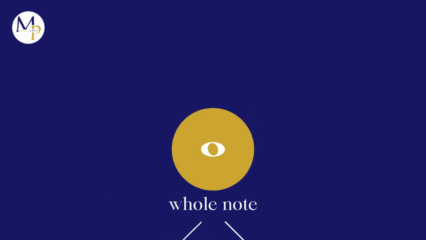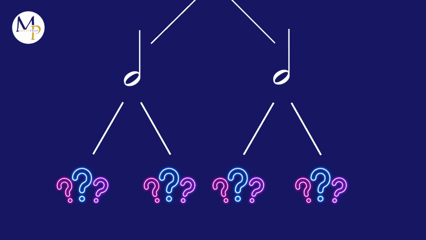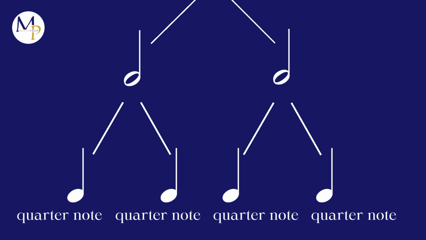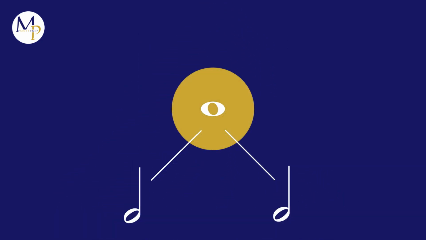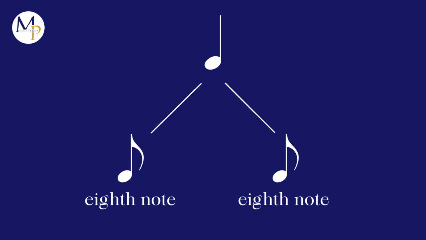Simple math. What do you think the next smaller value is? Exactly, the quarter note. It looks like the half note, but its note head is filled in. 4 quarter notes equal 1 whole note. A quarter note can be divided into 2 eighth notes. An eighth note has a small flag attached to the stem.